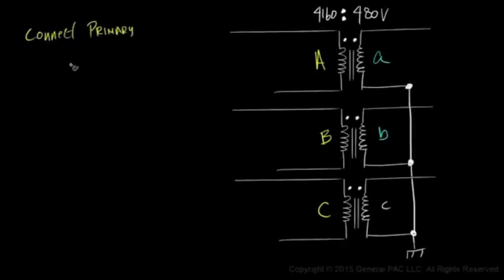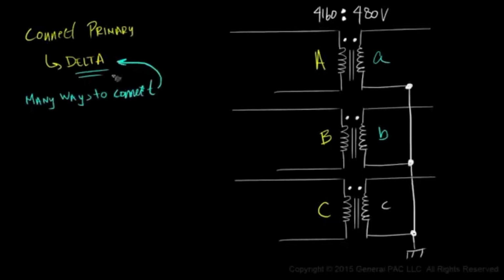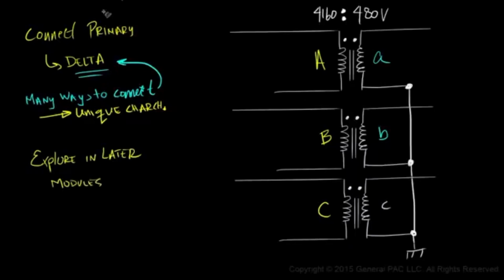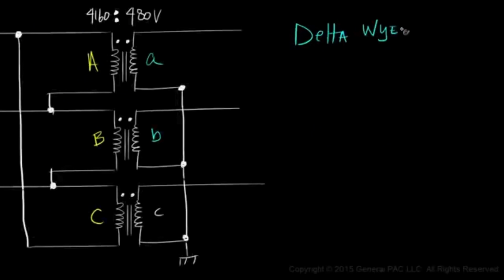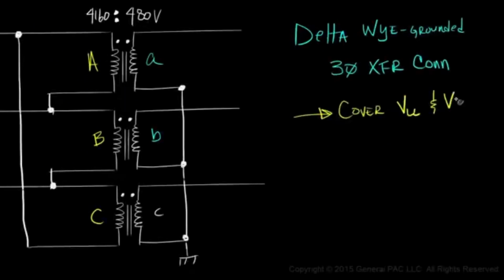Now connect the primary in delta. There are many ways to connect delta, and each connection gives us unique characteristics. One of the most common delta connections is the AB or DY1 connection. So let's connect the delta connection like such. This is the delta-wye grounded three-phase transformer connection.